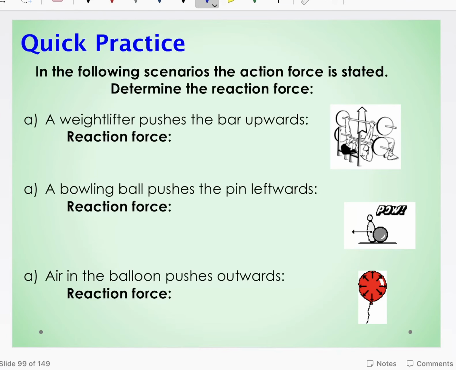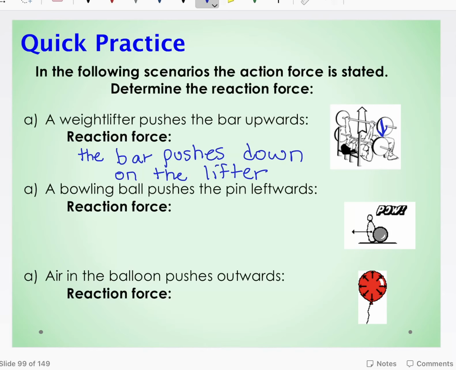All right, so again, thinking about those force pairs, that action-reaction. If a weightlifter is pushing the bar upwards, and that's the action force, the reaction force is that the bar pushes down on the lifter, which is what supplies the resistance.